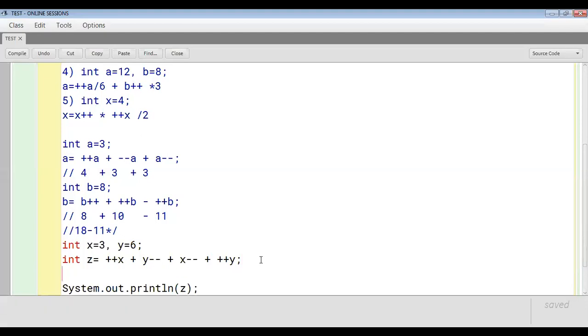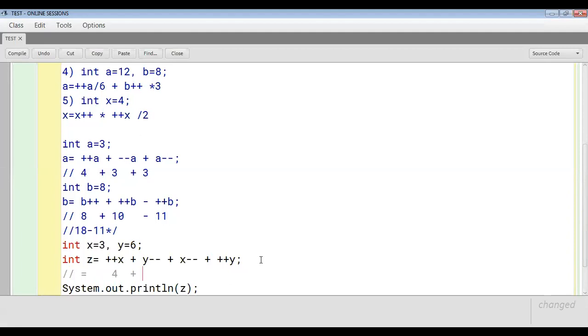Class, I want all of you to come up with a common answer. Okay, no problem. x plus plus. What's the value of x? The value of x is 3. And plus plus x. Now, is it pre or post? Obviously, it is pre, so it will change before action. So x will become 4 here. Okay, 4 plus.